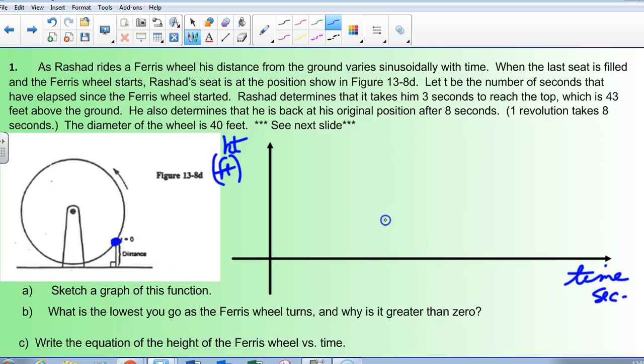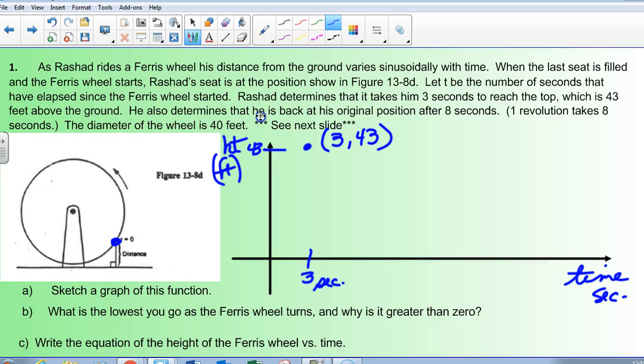Now what? What is that little story he said? 3 seconds in, he's at the top, 43 feet above the ground. That's a max, and what's the ordered pair for that max? Okay, so it's 43 here and 3 over.